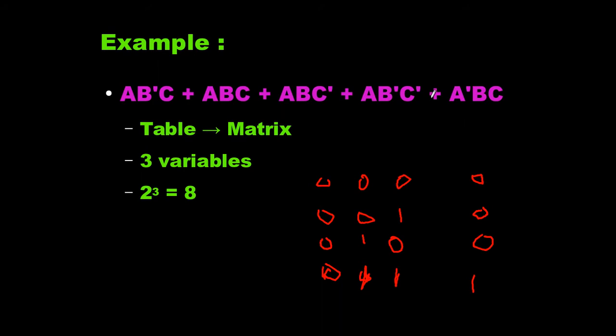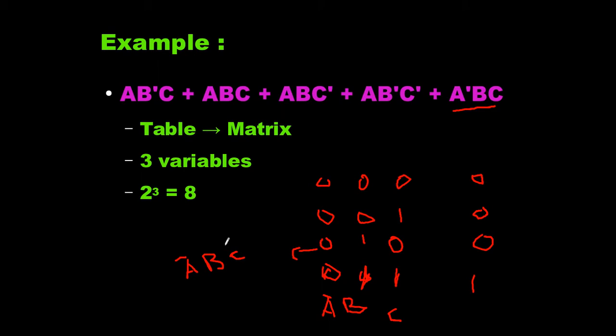A, not B, C. 1 is same, 0 is not. This is what? It's gonna be A not, and this is B, and this is C not. Do I have that one up there? No.